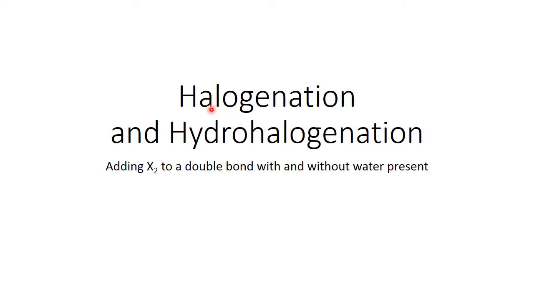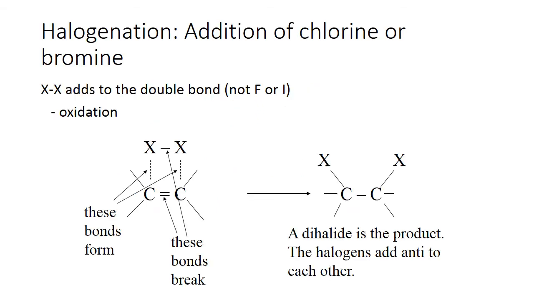If you have the halogen by yourself, then you just have halogenation, and water doesn't get involved. But if you add water to the reaction mixture, you do not get halogenation. What you do is you get hydrohalogenation instead. So let's go ahead and look at this reaction and look at what we're talking about exactly.